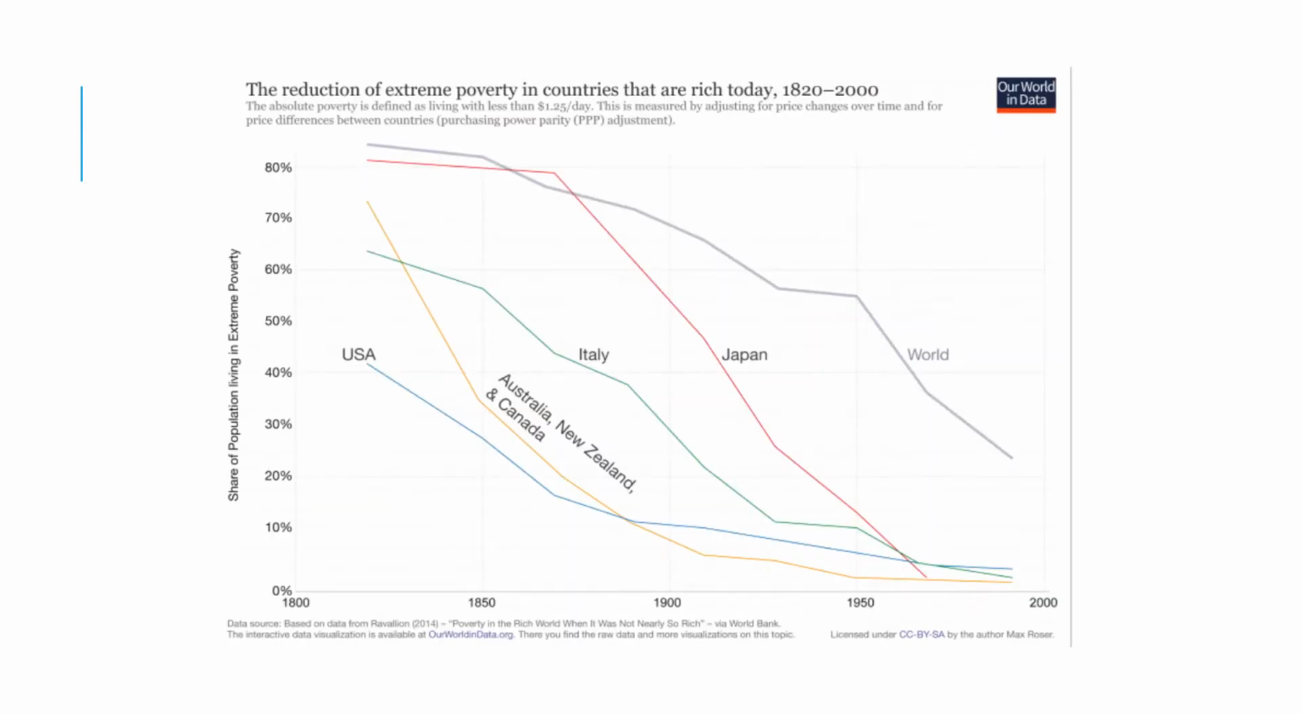When we look at the reduction of extreme poverty in some particular countries, we can see that countries such as the USA, Australia, New Zealand, Canada, and Italy achieved very quick rates of reduction in poverty as their economies grew.